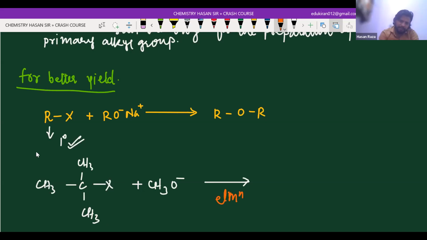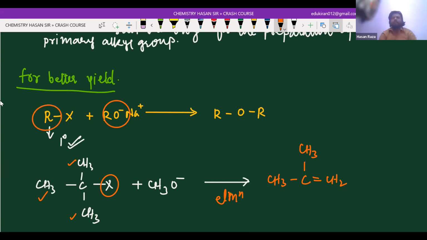And how will the elimination take place? It's very simple. You can see X will be eliminated from here and hydrogen from any of the carbon, and you will be getting CH3C double bond CH2 and CH3. This alkoxide can be primary, secondary, tertiary, but this R should be 1 degree. It shouldn't be 3 degree. Is that clear? Here it is 3 degree R. This is very important.